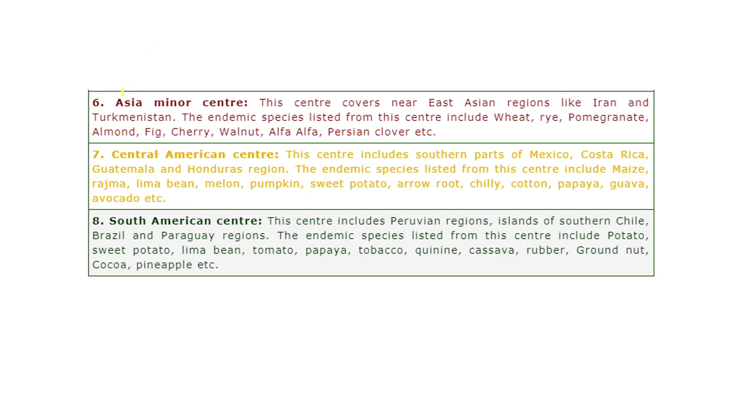Coming to the sixth center of origin, the Asia Minor center of origin, which includes Iran and Turkmenistan, where wheat, rye, pomegranate, almond, fig, cherry, walnut, alfalfa, and Persian clover originated. As much as you can, please try to memorize, because many plants can come in the options.